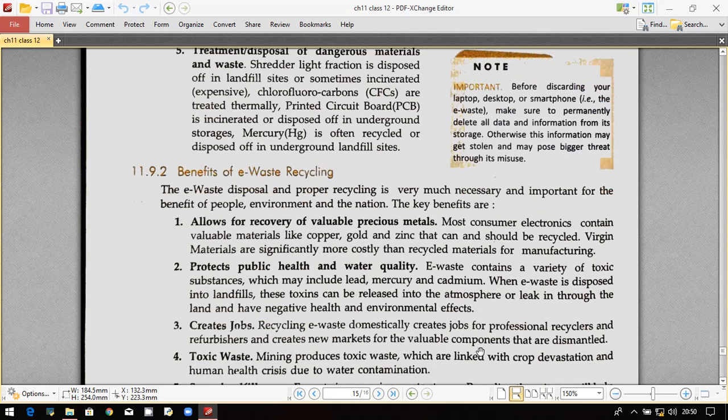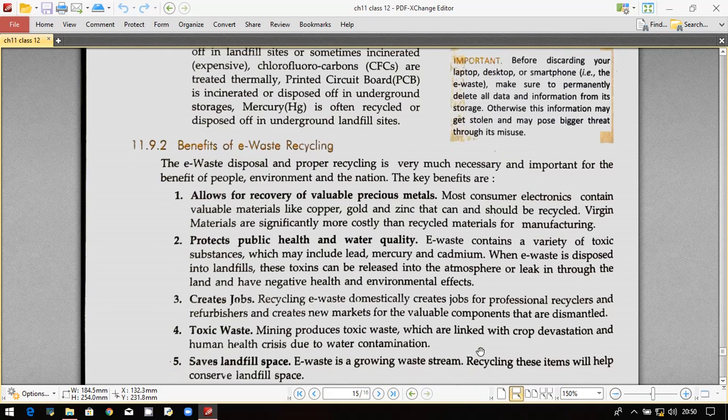Benefits of e-waste recycling. It allows for recovery of valuable precious metals; several metals like copper, gold and zinc can be reused from them. It protects public health and water quality, because e-waste is dumped into landfills. If it is not open in the environment, it is not going to cause public health problems, and it is not going to decrease the water quality. Otherwise, they may pollute them. So if you manage the e-waste, you harm nature very little.